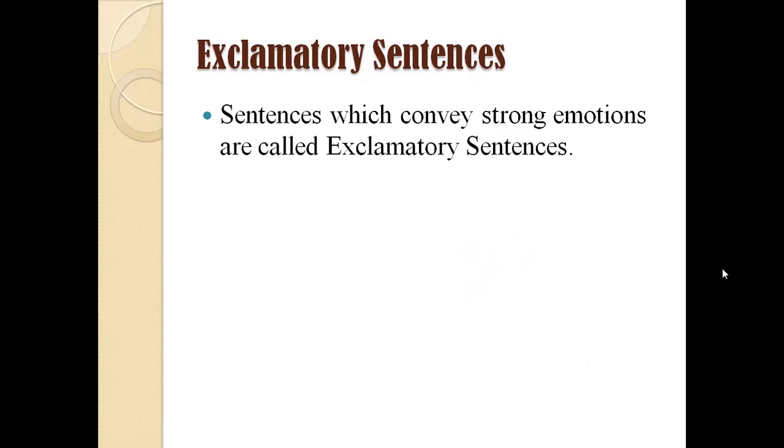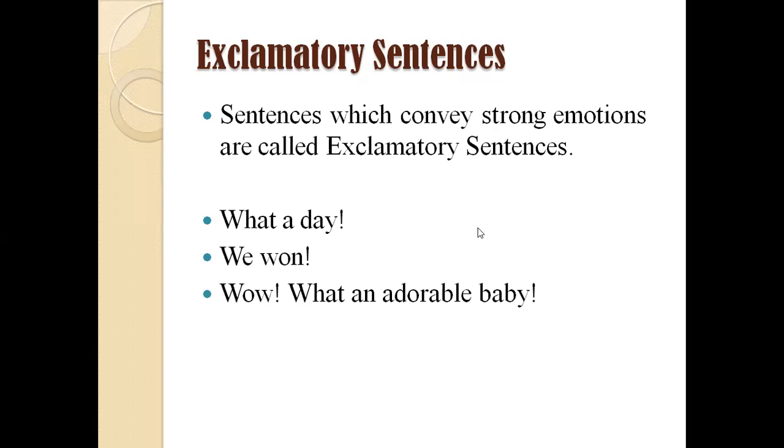Okay, example: what a day, we won. Wow, what an adorable baby. In all these sentences, we are expressing a strong emotion, right? So such sentences are called exclamatory sentences. Okay. And the last type is called optative sentences.